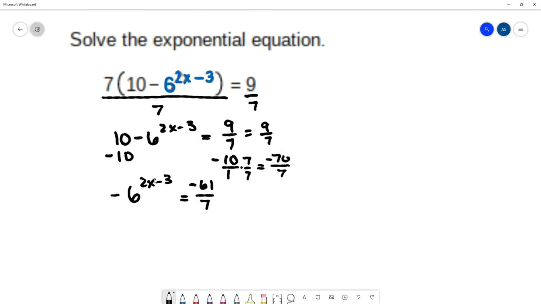Okay, I still am working towards isolating that exponential. So now I want to get rid of this negative. Divide both sides by -1. That gives 6 to the 2x minus 3 equals a positive 61 over 7. So now that I have that exponential isolated, I'm able to use my methods for exponential equations.